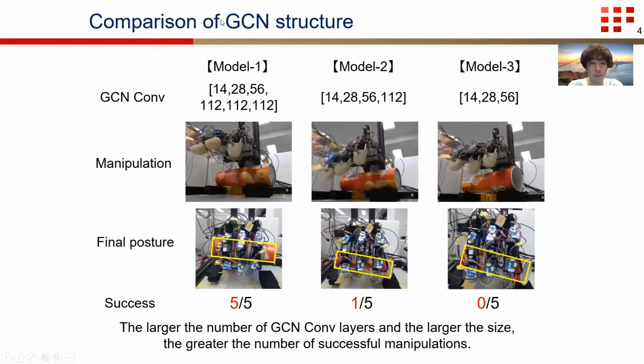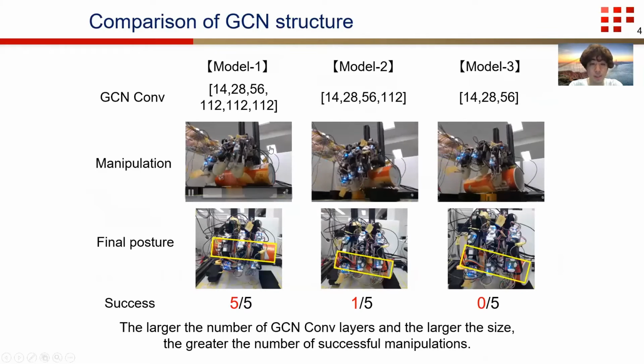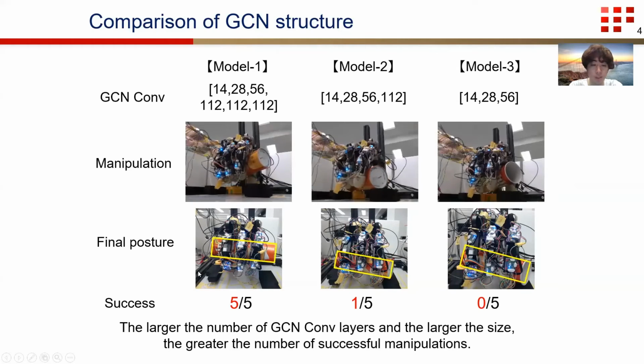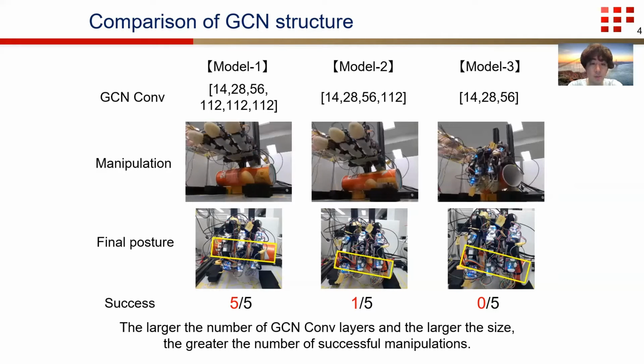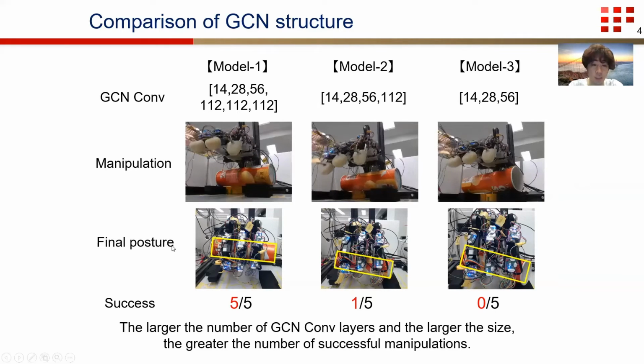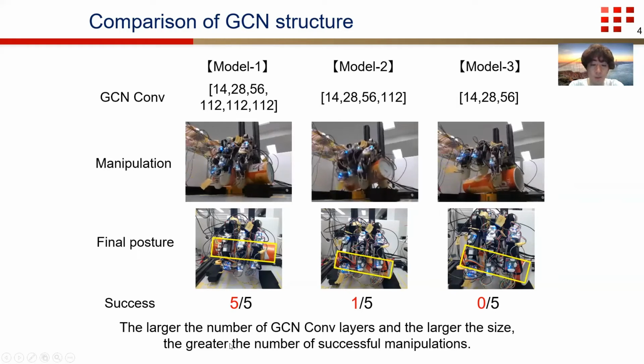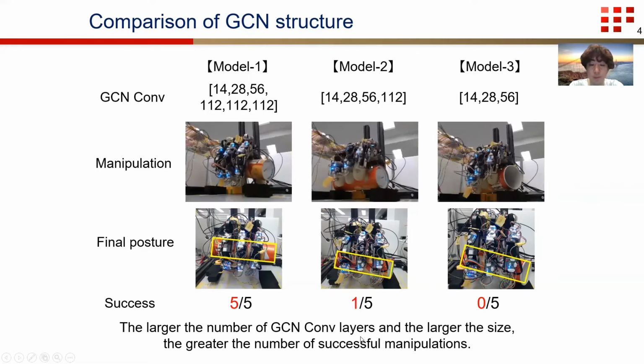Firstly, we did a comparison of GCN structure. As you can see, most of the models could generate a successful motion. But when it comes to the final posture of the manipulation, only this one, which had the largest number and size of convolution layers, could achieve the most successful manipulations. So we confirmed that the larger the number of GCN convolution layers and the larger the sizes, the greater the number of successful manipulations.